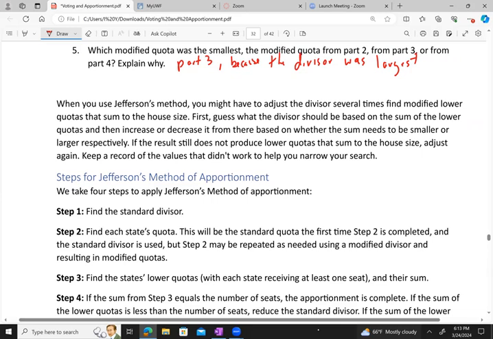When you use Jefferson's method, you might have to adjust the divisor several times. Find modified lower quotas that sum to the house size. First, guess what the divisor should be based on the sum of the lower quotas, then increase or decrease it from there based on whether the sum needs to be smaller or larger, respectively. If the result still does not produce lower quotas that sum to the house size, adjust again and keep a record of the values that didn't work to help you narrow your search.